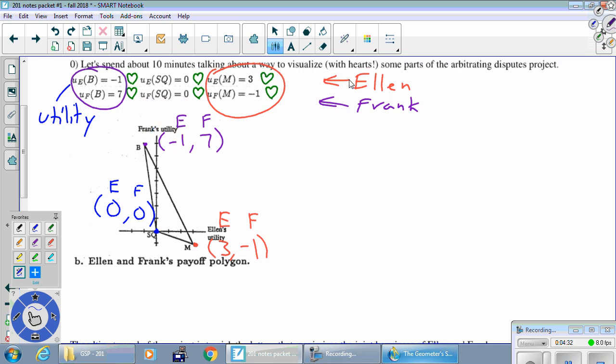But the problem with flipping a coin is that flipping a coin does not take into account the strengths of Ellen and Frank's preferences. So we know that Ellen has given a 3 to going to the mountains, and Frank has given a 7 to going to the beach. So, like, who feels more passionately about going to their preferred destination? Well, it's Frank, right? Frank feels more than twice as strongly about going to the beach over Ellen's preference for the mountains.